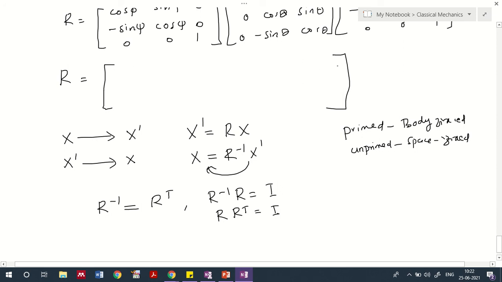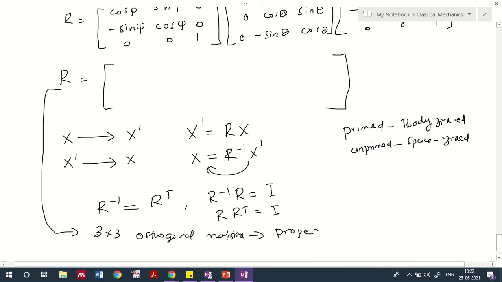A unitary matrix here means the determinant will be 1. We already said this is a 3 by 3 orthogonal matrix, and also we can say that it is a proper orthogonal matrix, a proper or pure orthogonal matrix, as we represented here.